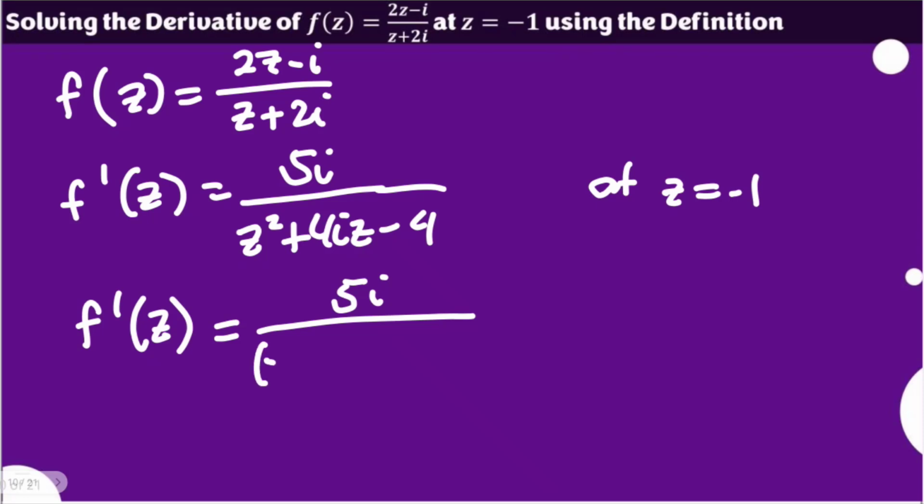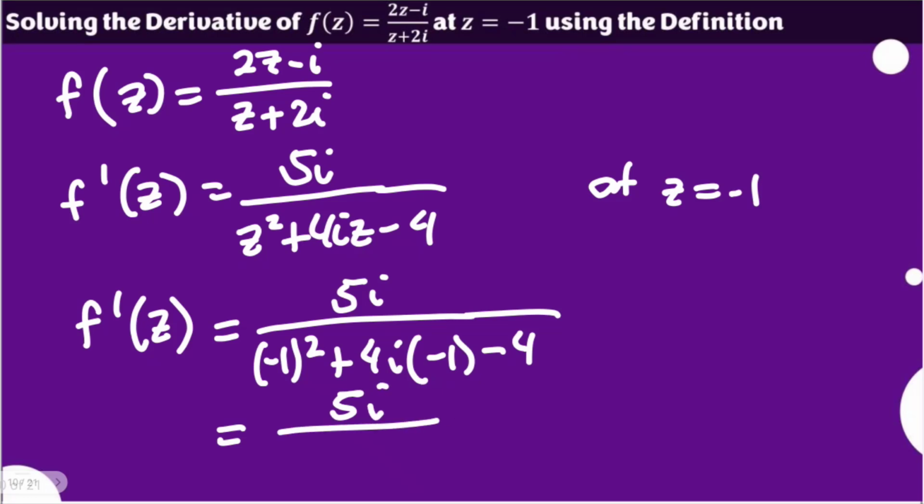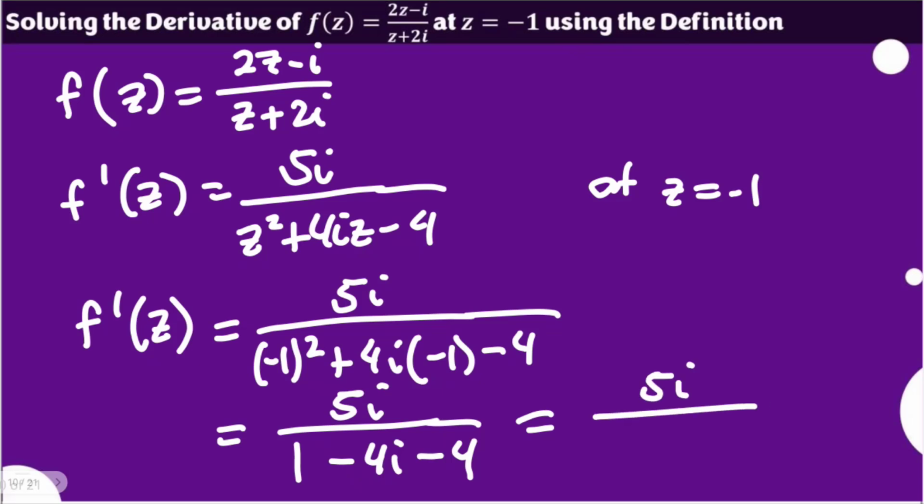Substitute here z equals -1: -1 squared, plus 4i times -1, and you have here minus 4. Okay? So basically, just simplify that. You will have here 5i over -1 squared, which is 1, then minus 4i, and then minus 4. Finally, you will have 5i over -3 minus 4i, arranged in a manner where we write the complex number starting with the real part and then the term with the imaginary unit. This is the answer to the item, the solution for the derivative of the given function at z equals -1.